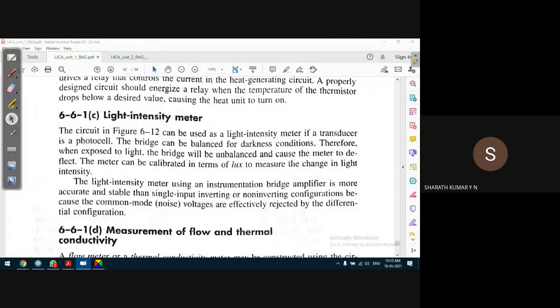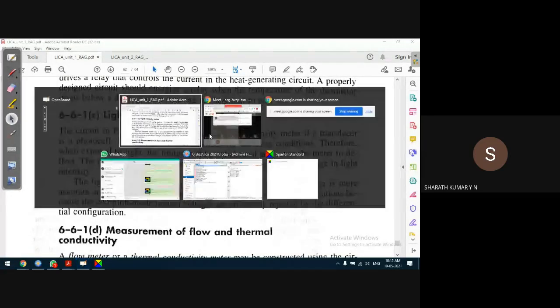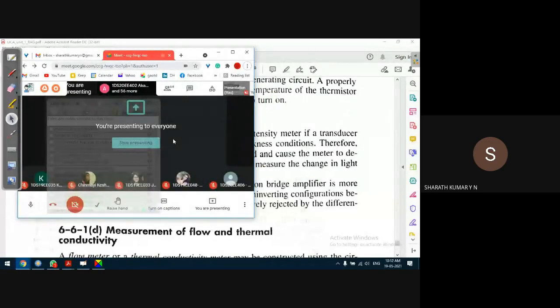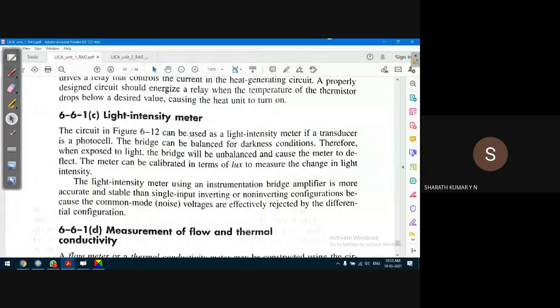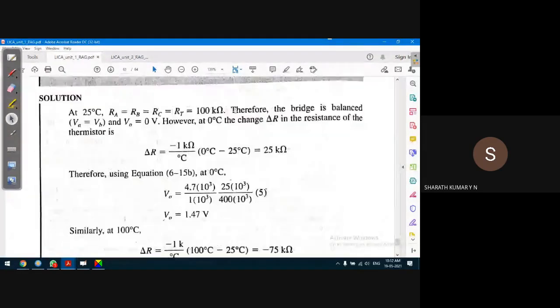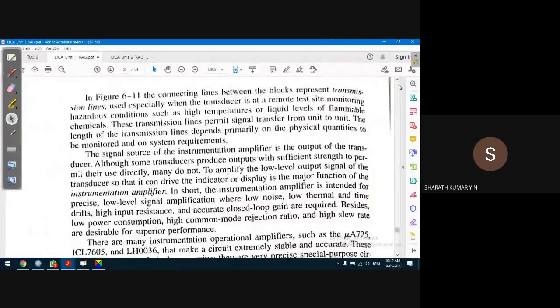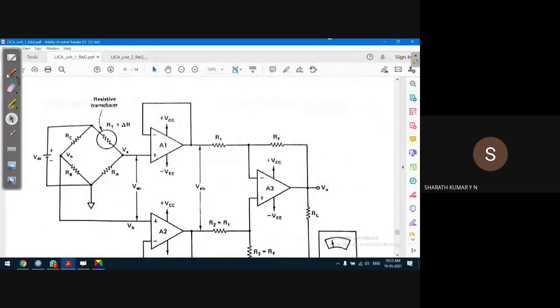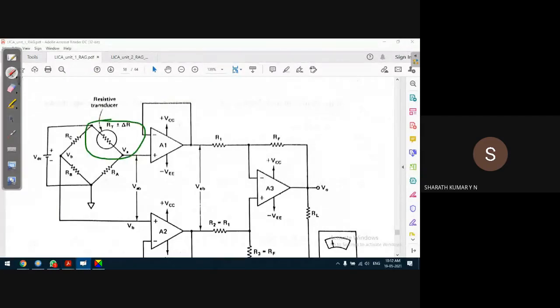Next is the light intensity meter. So what is a light intensity meter? In this case, instead of the transducer, if a photocell is used in this position. What is a photocell, guys? It is a device whose resistance varies as the light intensity on the photocell changes. So resistance changes as the light intensity changes.